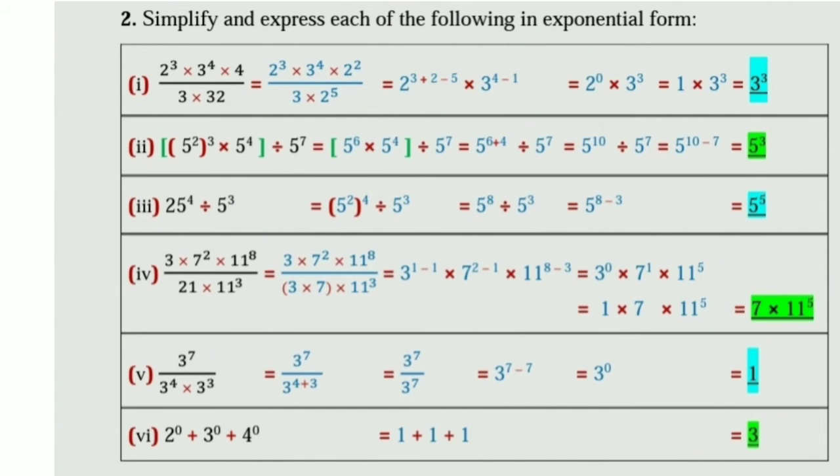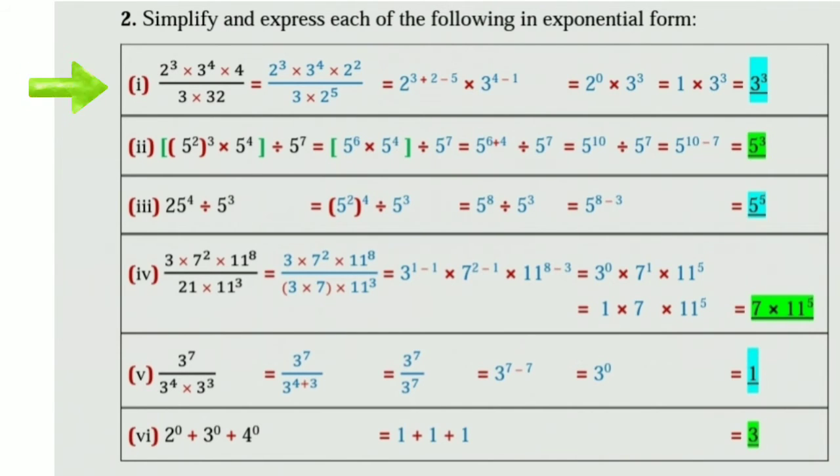Sum number 2. Simplify and express each of the following in exponential form. First one, 2 raised to 3 into 3 raised to 4 into 4 upon 3 into 32. Students, here we have to simplify 4 and 32 first. We have to write 4 and 32 in exponential form as 2 raised to 3 into 3 raised to 4 into 2 raised to 2 upon 3 into 2 raised to 5.